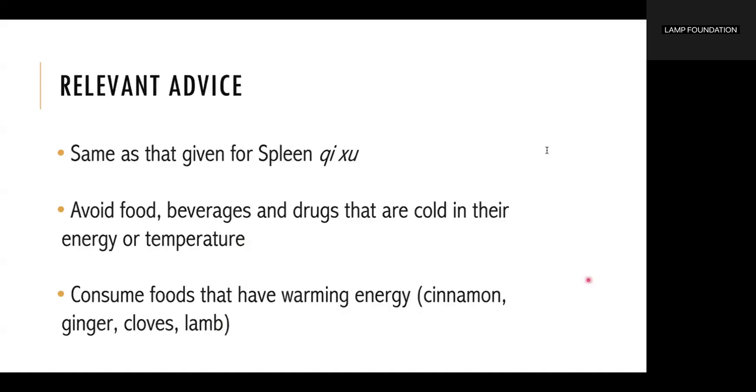The advice given for spleen yang deficiency is the same as that given for spleen qi deficiency. When there is spleen yang deficiency, it is even more important that the person avoids food, beverages, and drugs that are cold in their energy or temperature, as well as consuming things that have a warming energy, such as cinnamon, ginger, cloves, lamb, and so on.